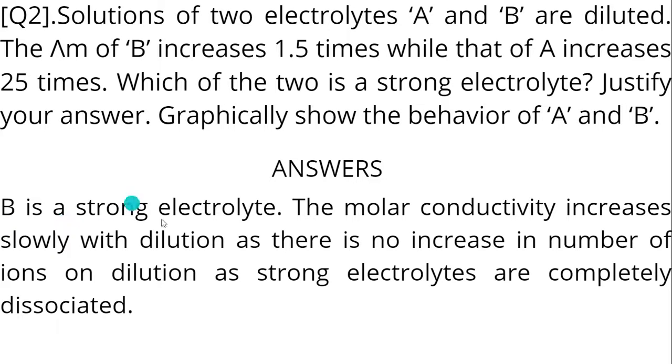In this, B is a strong electrolyte. As you can see, when they are diluted, B increases 1.5 times. So if B increases only 1.5 times compared to A, then B must be a strong electrolyte. The molar conductivity increases slowly, because on dilution there is no increase in the number of ions. As they are strong electrolytes, they are completely dissociated.